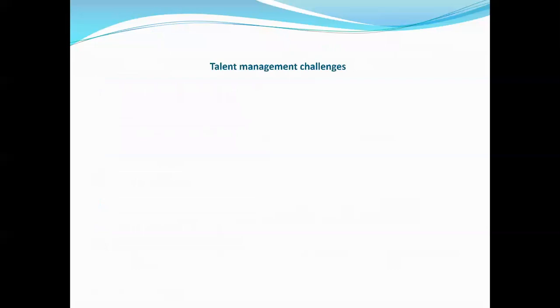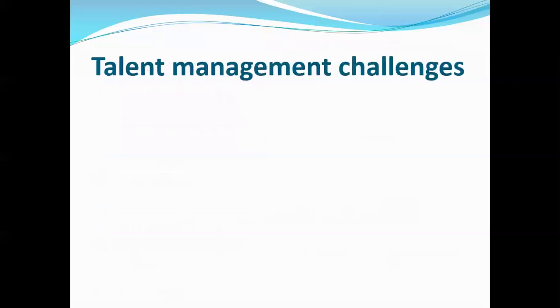So these were the various activities, and then we will be discussing the next topic, that is talent management challenges. Number one, recruiting the right type of talent becomes a very big challenge, keeping in mind the mismatch or the gap between demand and supply in the market.